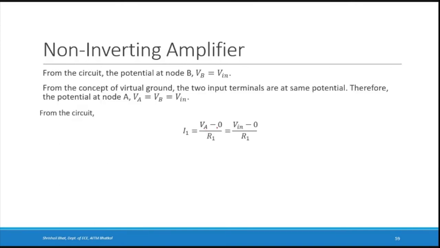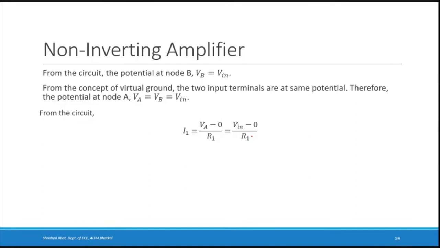VA minus 0 divided by R1, and VA is equal to Vin. So it is Vin minus 0 divided by R1. So I1 is just Vin divided by R1.